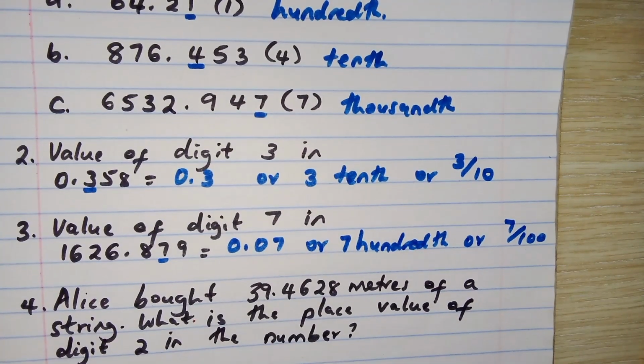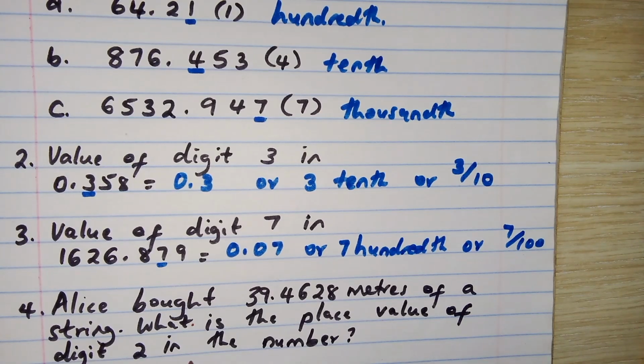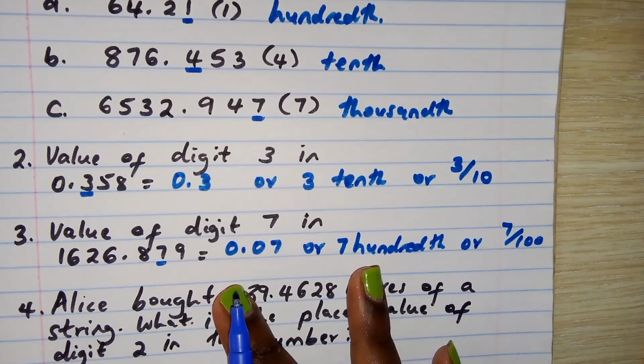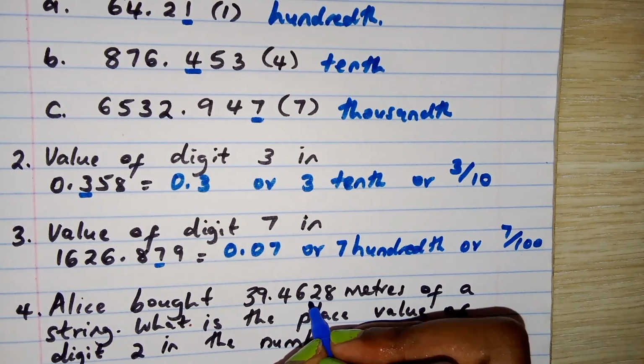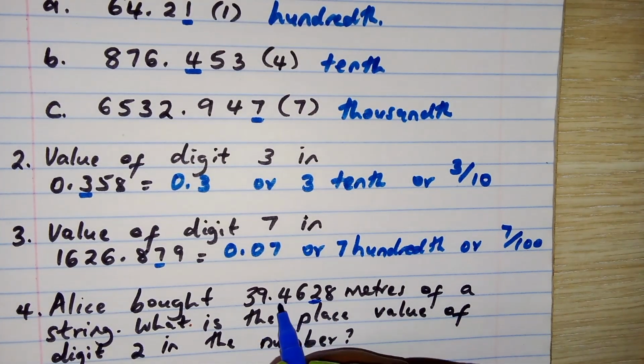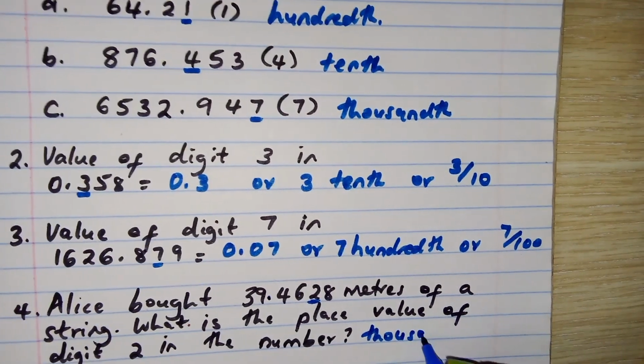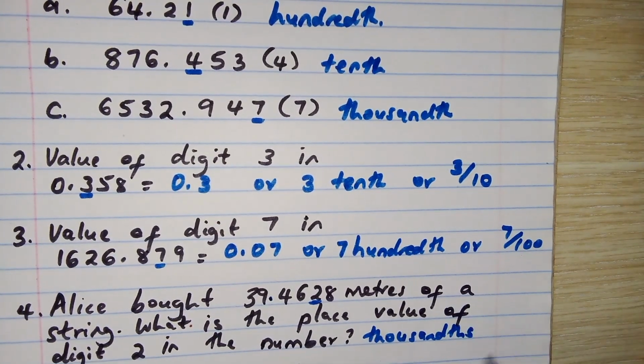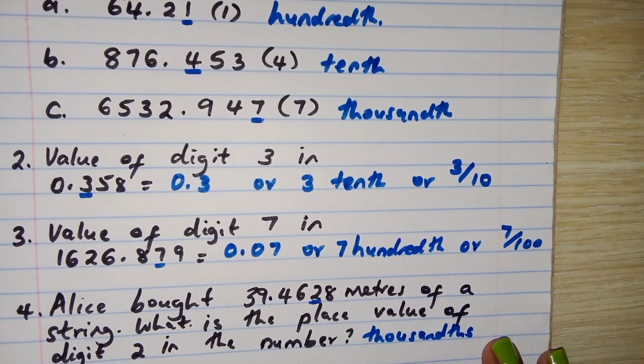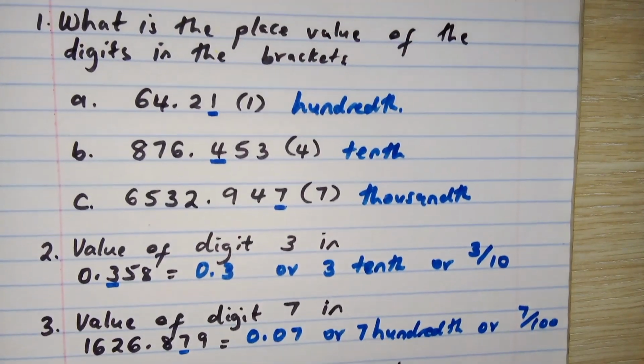The last question: Alice bought 39.4628 meters of string. What is the place value of digit 2 in the number? We underline digit 2, then go decimal point, tenths, hundredths, thousandths. The answer is thousandths. That marks the end of place value.